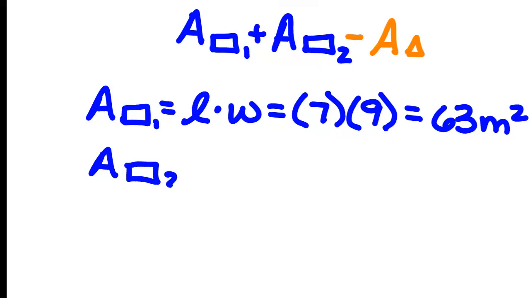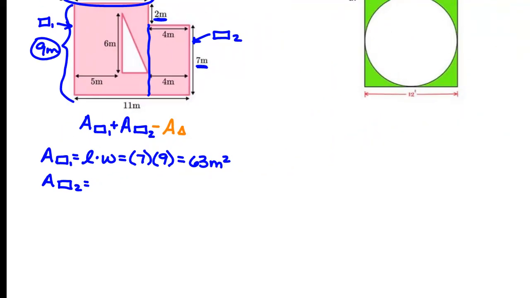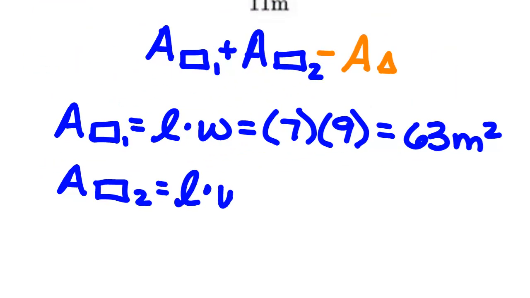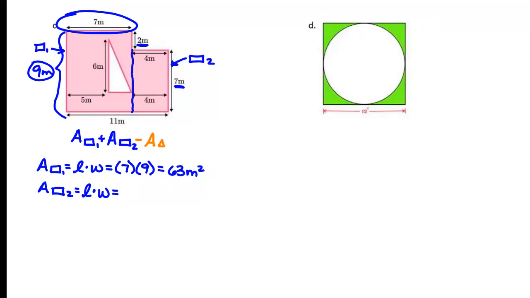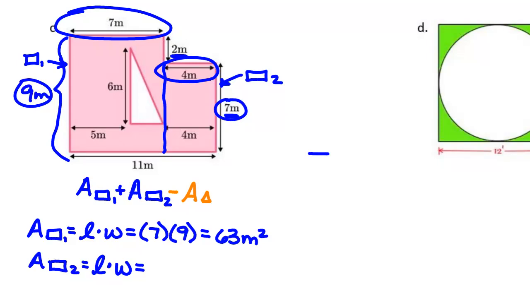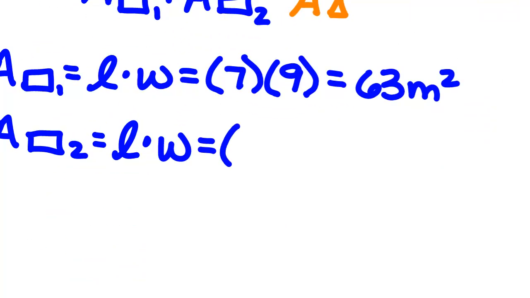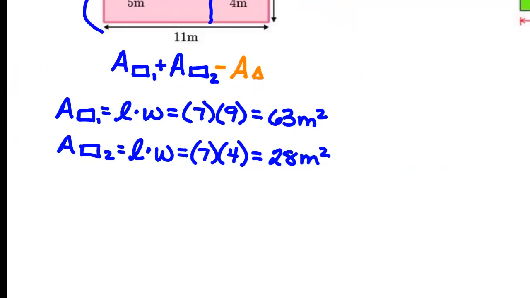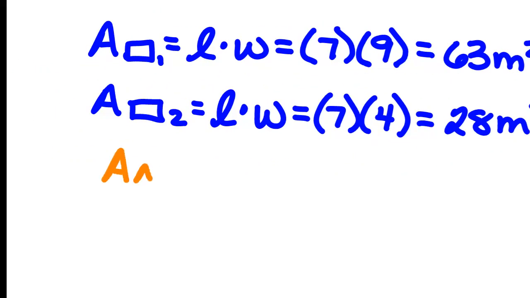Now we need to find the area of rectangle 2, the smaller one, the one on the right. What is the length and the width for rectangle 2? 7 and 4. 7 for the length this time this way, and then 4 this direction. So 7 times 4. What is 7 times 4? 28. So 28 meters squared. And then we need to find the area of the triangle so that we can remove that. How do we find the area of a triangle?